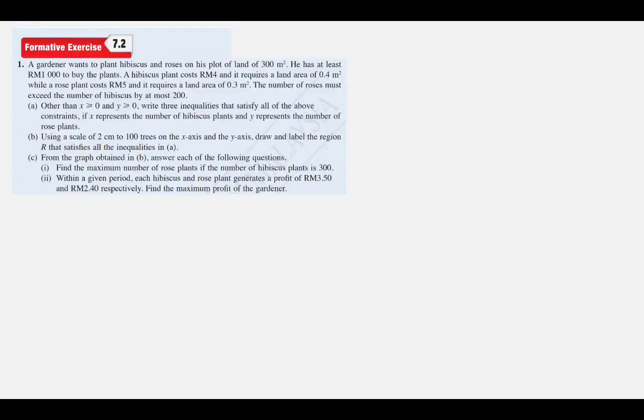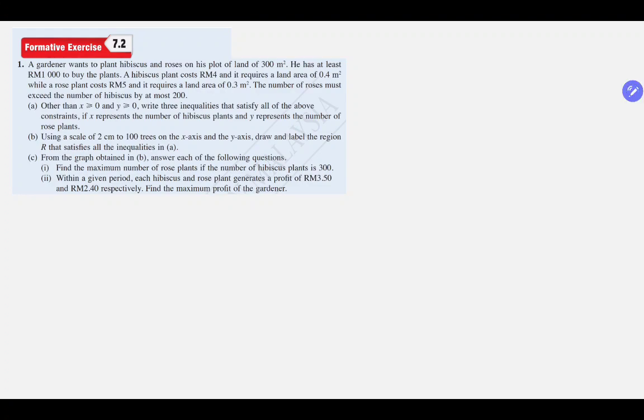Formative Exercise 7.2. A gardener wants to plant hibiscus and roses on his plot of land of 300 square meter. He has at least 1,000 ringgit to buy the plants. A hibiscus plant costs 4 ringgit and it requires a land area of 0.4 square meter, while a rose plant costs 5 ringgit and it requires a land area of 0.3 square meter. The number of roses must exceed the number of hibiscus by at most 200.